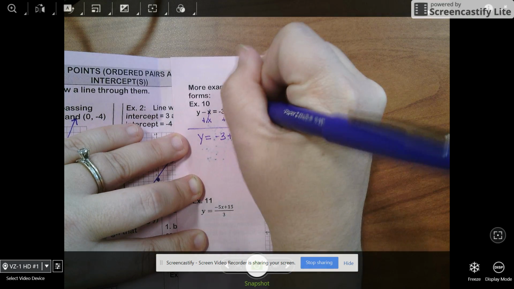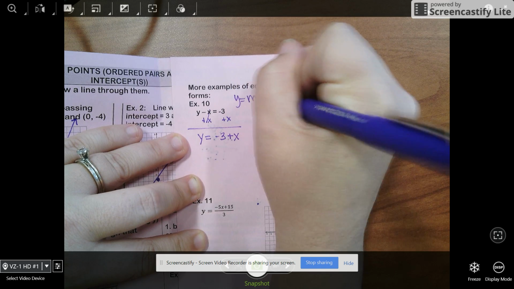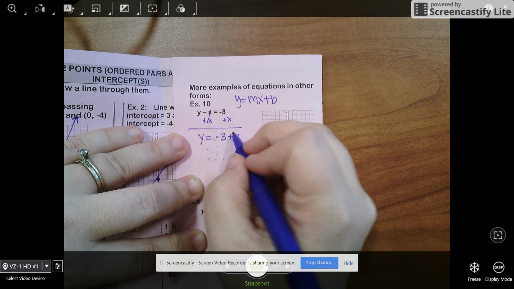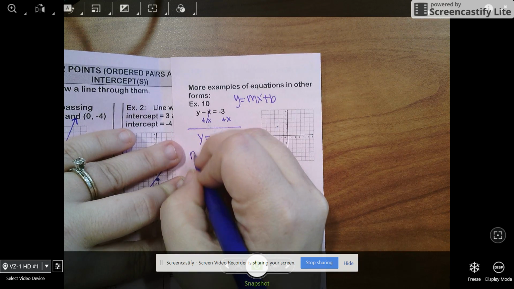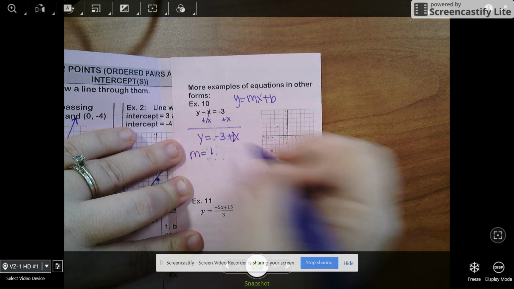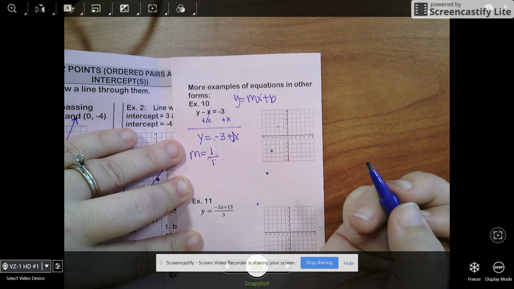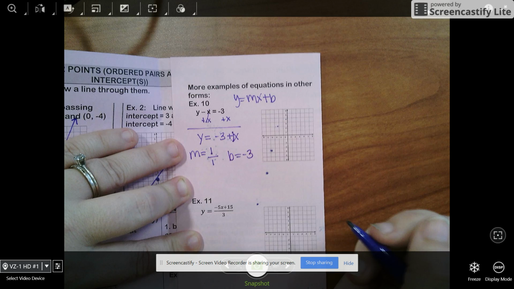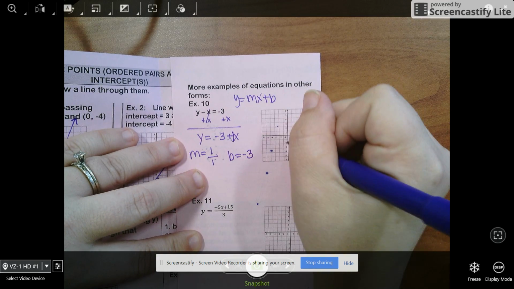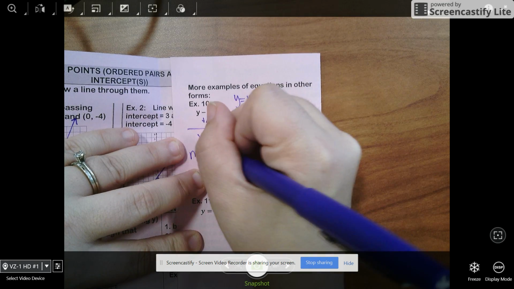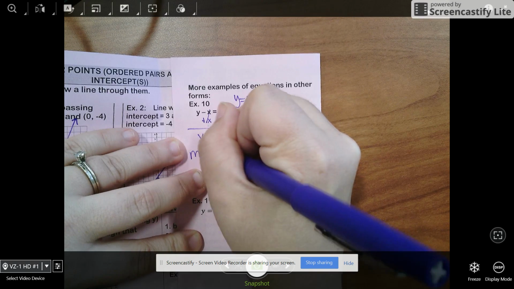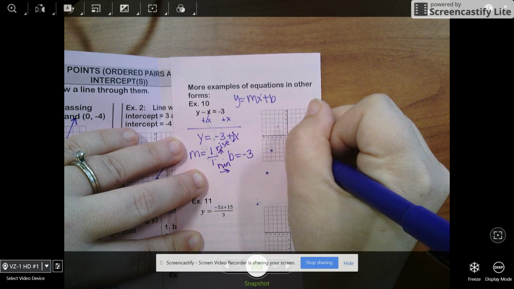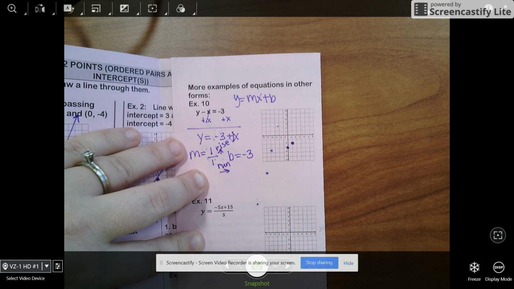And remember, it's y equals mx plus b. So the thing with x right now, oh, it's just x. So remember, there's an invisible 1 there. So the m this time is 1. And we need it as a fraction, so it's actually 1 over 1. Okay? And our b this time is -3. So we start at -3. And then our rise is up 1, and our run is to the right 1. So up 1 over 1. Once I have my 2 points, I'm just going to connect them.